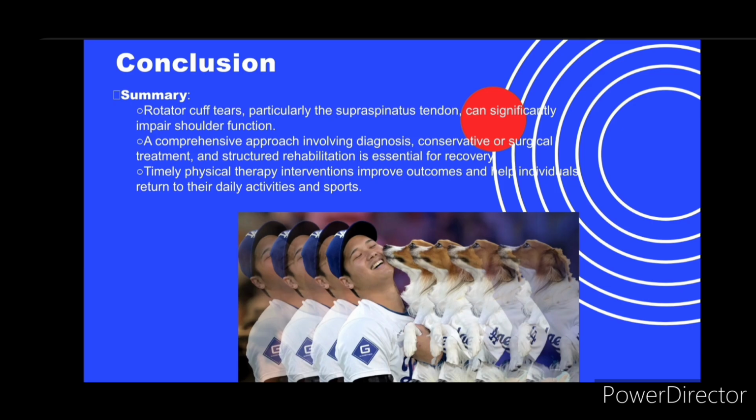Conclusion. Rotator cuff tears, particularly the supraspinatus tendon, can significantly impair shoulder function. A comprehensive approach involving a diagnosis, conservative or surgical treatment, and structured rehabilitation is essential for recovery. Timely physical therapy interventions improve outcomes and help individuals return to their daily activities and sports.